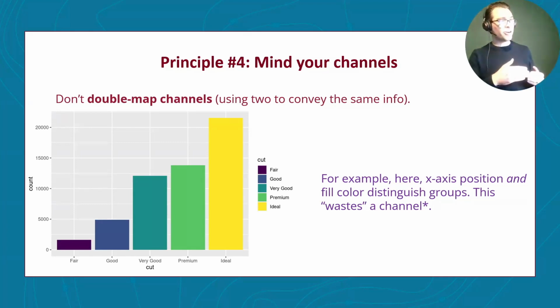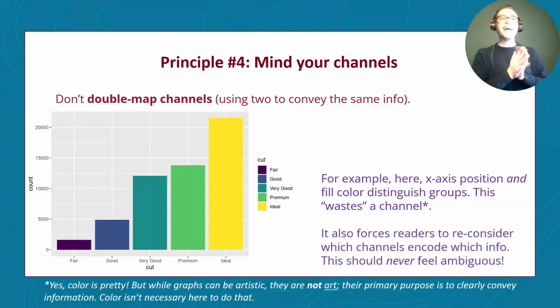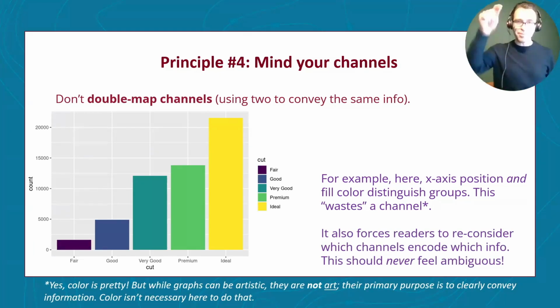So we have color hue and we have x-axis position conveying the same information. And in this particular case, the latter is sufficient to do the job. If all these bars were gray, you would still be able to read this graph with no loss in interpretability. Yes, the graph would be less pretty. I will concede that point. However, consider that being pretty is not the primary purpose of a graph. The primary purpose of a graph is to convey information. Here, color isn't actually helping us do that.